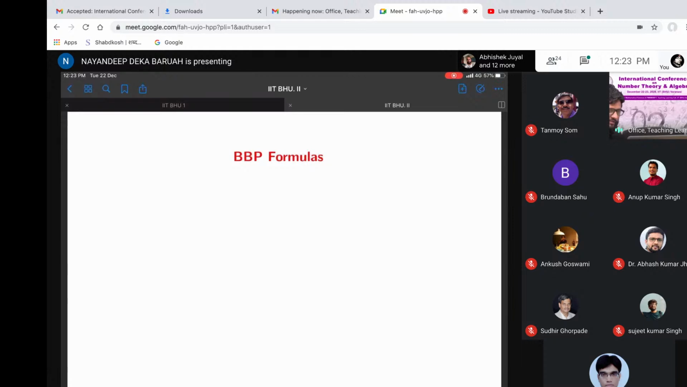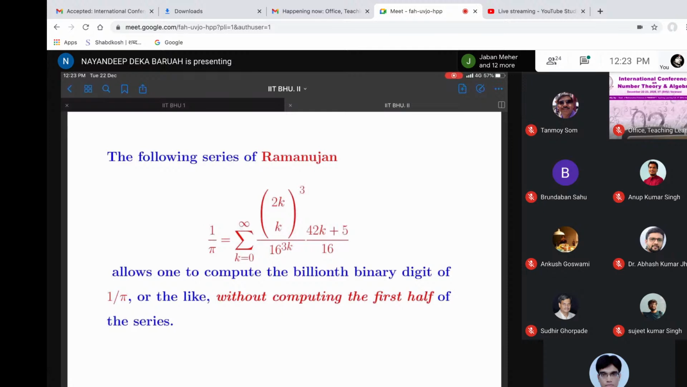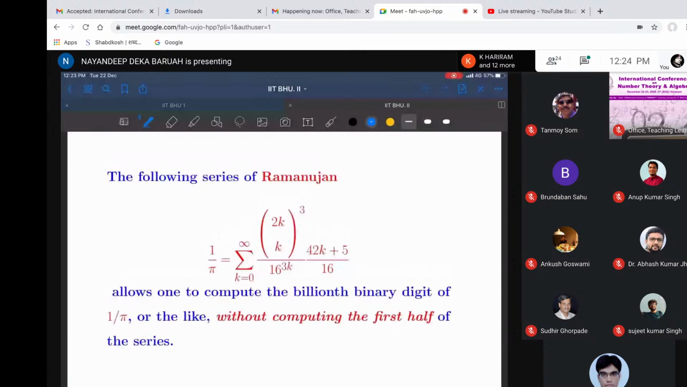Okay. So there are some more formulas that Ramanujan helped in deriving actually. So you see this following series for 1 over pi, and in the denominator we have 16 to the power 3k. And these are some numbers. This allows one to compute the billionth binary digit of 1 over pi or the like without computing the first half of the series. That means one can compute the exact digit.